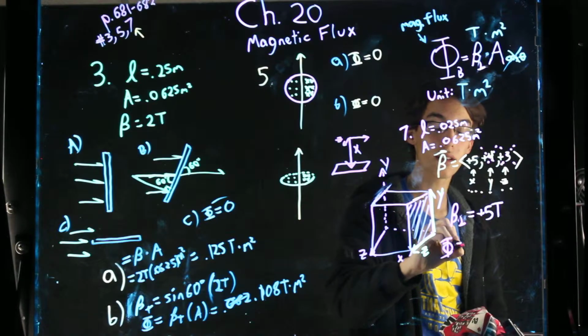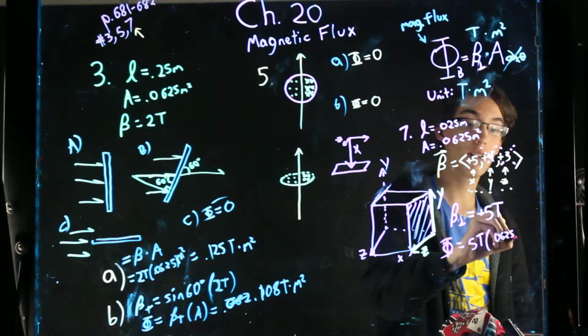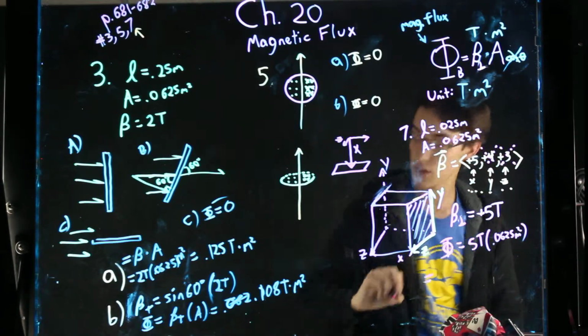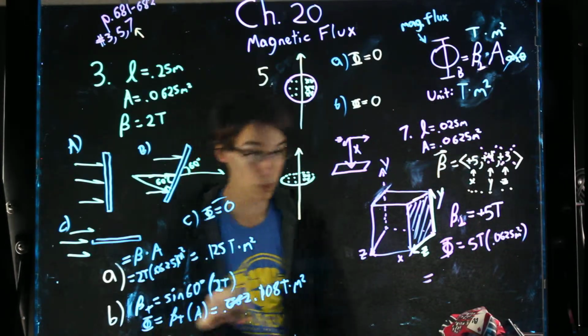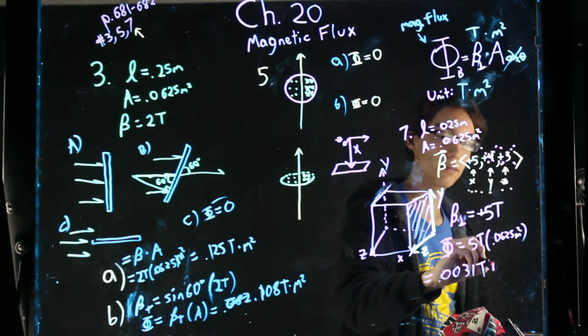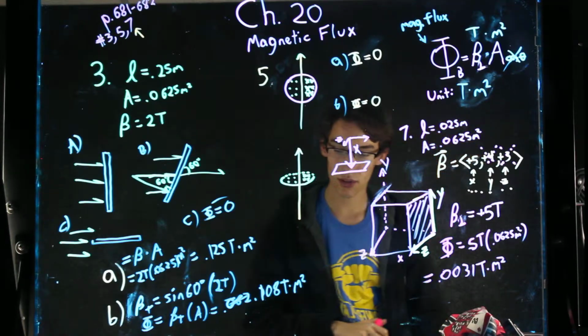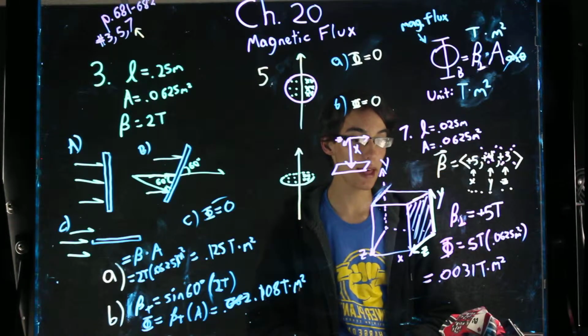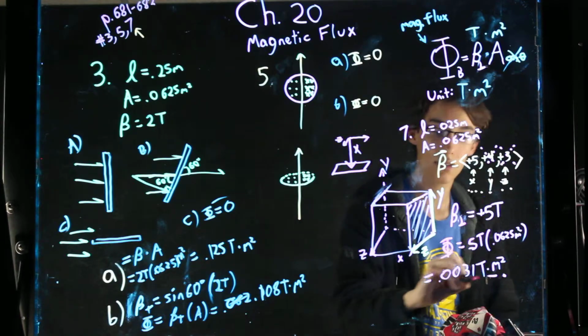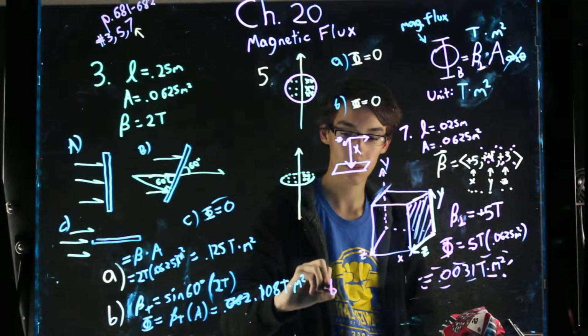Now it's easy peasy. Equals 5 teslas times our area of 0.0625 meters squared gives us, drum roll, 0.0031 teslas meters squared. If you want to do some sig figs, go knock yourself out, but I never worry about that. So that is part A. Cool. And now on to part B.